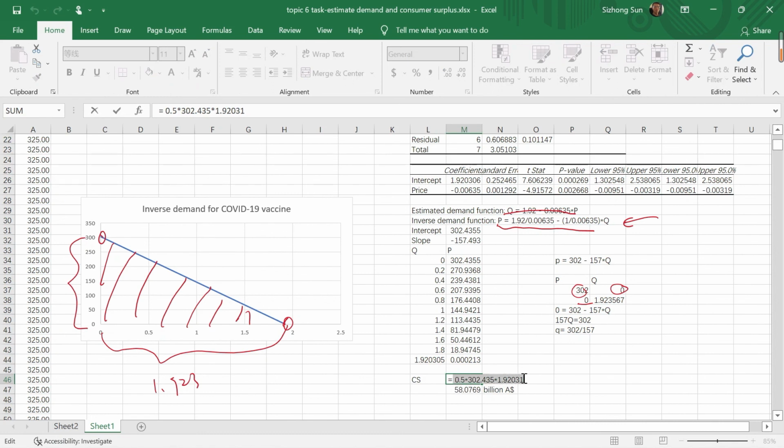Using this information, we calculate the size of the triangle, which is 290 billion yuan, and converting into Australian dollars, approximately dividing by 5, let's say, so 58 billion Australian dollars. Okay, this is one method of estimating a demand function and computing the consumer surplus from willingness to pay data.